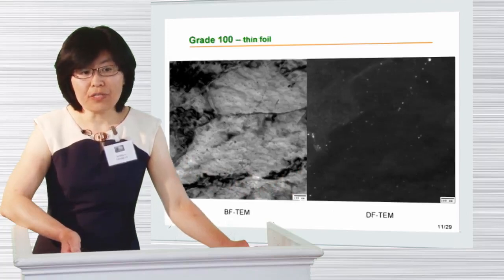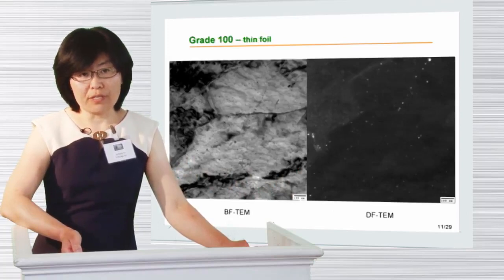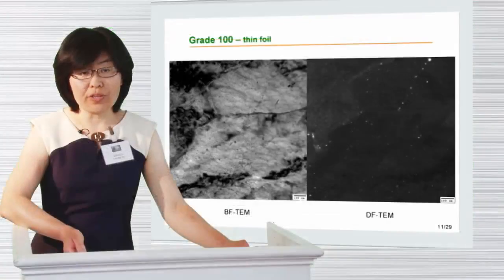And here shows the TEM images for the precipitates that we got using a thin foil sample for grade 100 steel. On the left side, it is a bright field image. On the right side, it is a dark field image. And on the left side, we can see the grain size, the grain boundaries, and we can also see the nano-sized precipitates that exist within the grain.